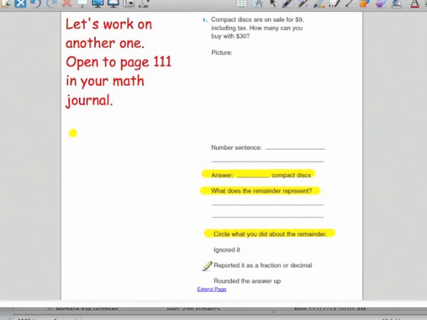Okay, if you're confused of what to do when you get to the remainder after you've got the long division problem solved, raise your hand. We'll be happy to come and help you.